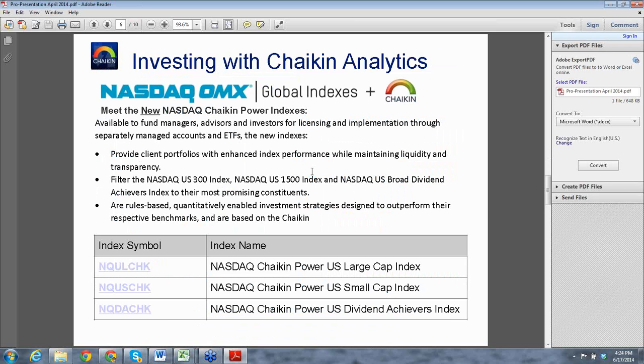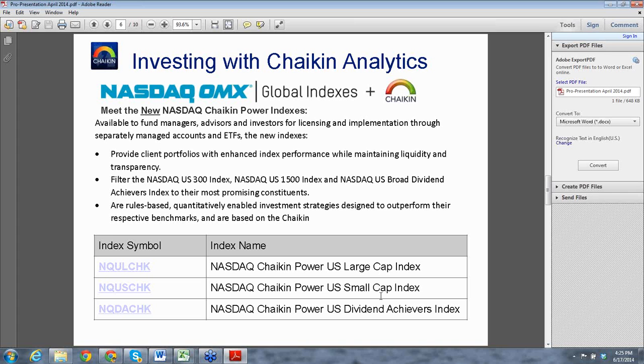Now, just as another stake in the ground for credibility's sake, I would mention we recently came out with some joint indices with NASDAQ. NASDAQ was looking to create some so-called smart beta products, and they teamed up with us to create 3 indices. They already had a NASDAQ large cap, a NASDAQ small cap, and a NASDAQ dividend achievers index. We overlaid our model on top of each of those indices and created the NASDAQ Chaikin large cap, small cap, and dividend achievers. Those were just launched in April.